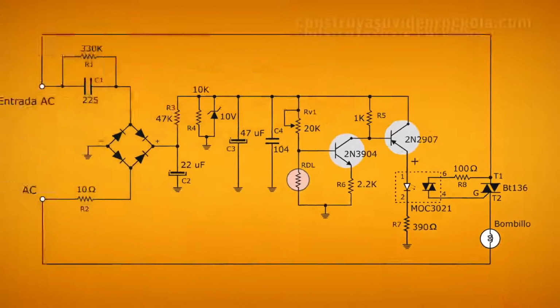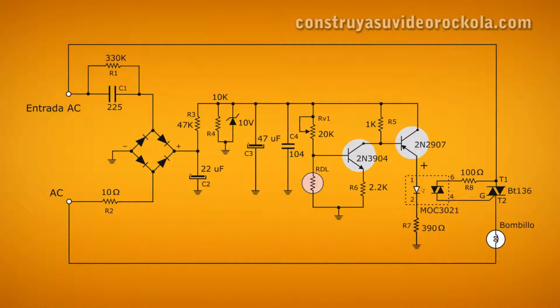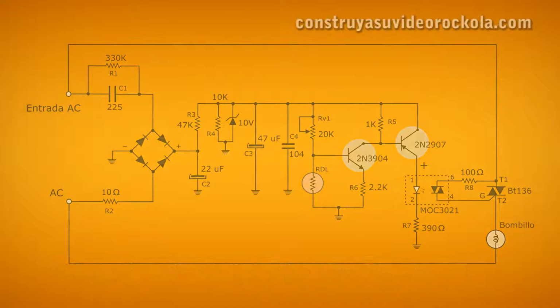When the LDR returns to receive light, its impedance is low and it negatively biases the 2N3904 transistor base. Since the transistor is NPN, it is non-conductive, and therefore so is the other transistor, the optocoupler and the triac, which do not conduct, and logically turn off the bulb.